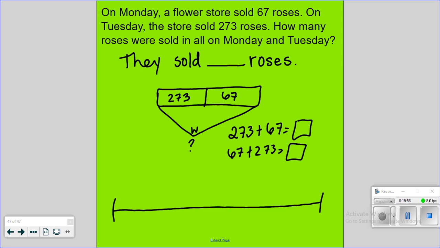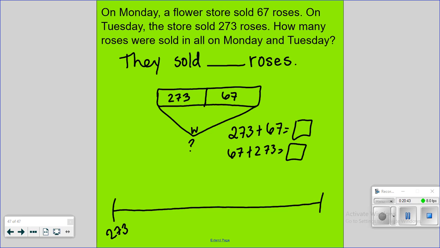Now, when I do a number line, I like to start with the larger number. Is that allowed? I like to start with that so I don't have to go as far and do as many jumps. So I'm going to pretend I did my first jump, 0 to 273. We're starting that number line at 273, and I need to go 67. That's a lot.